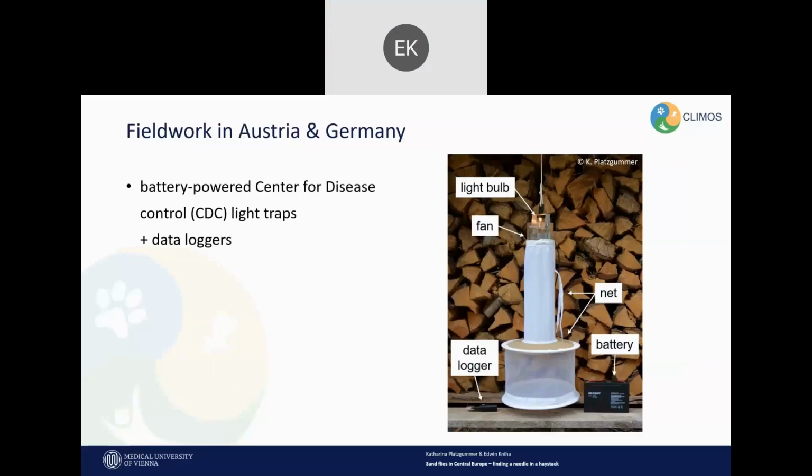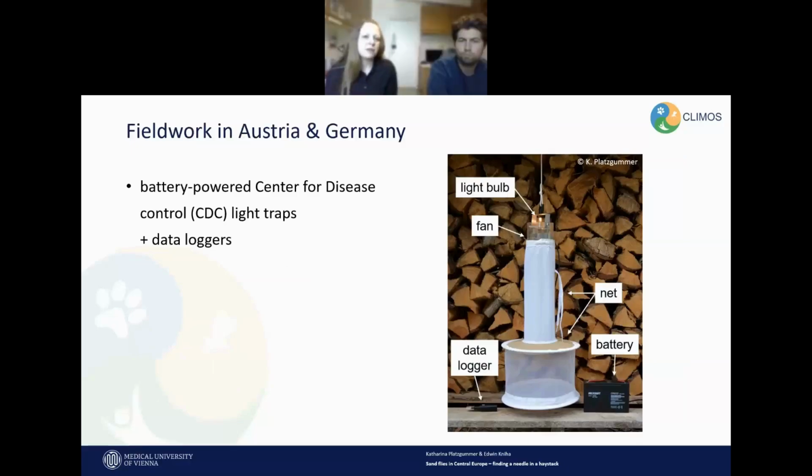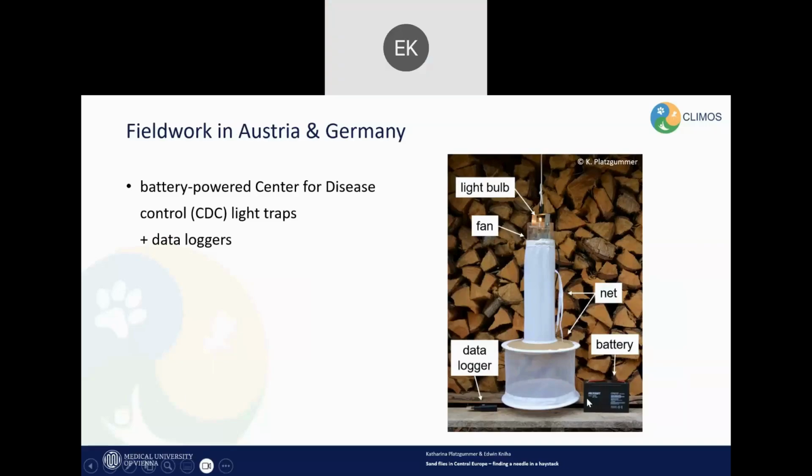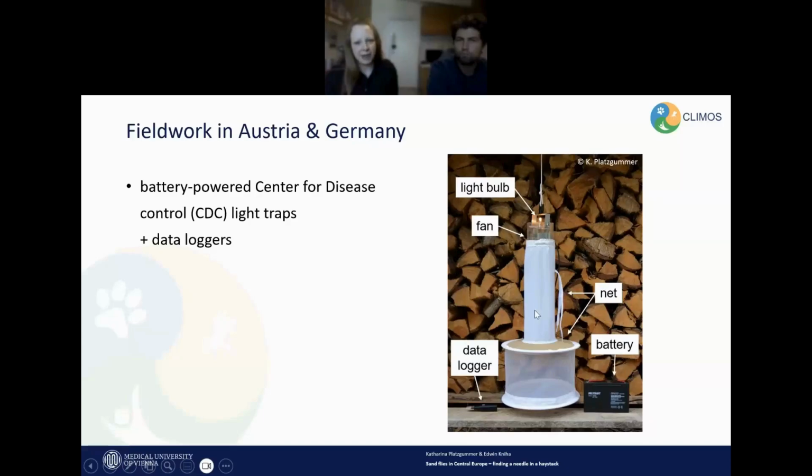All of the partners used the same traps. It's so-called Center for Disease Control light traps. It's a battery-powered trap, so the battery powers this light bulb here. So any insect that is attracted by light will come to the light bulb, and then be sucked into a net by this fan here. And in the net, they will be trapped until we collect the net, which is usually on the next day. Here on the left, you can also see this data logger.